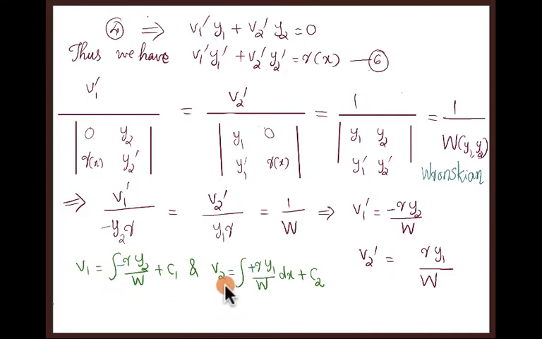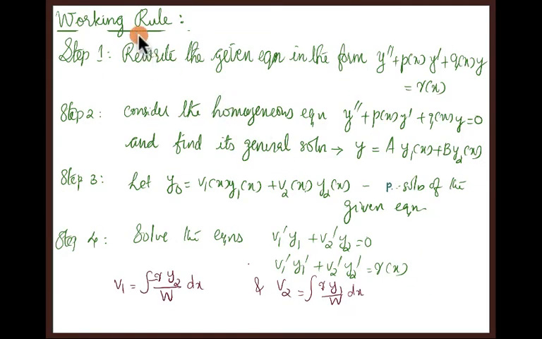Then v1 and v2 can be determined by integrating these two relations. Now let us summarize the working rule as follows. Step 1 consists of rewriting the given equation in the form y'' + p(x) y' + q(x) y = r(x).